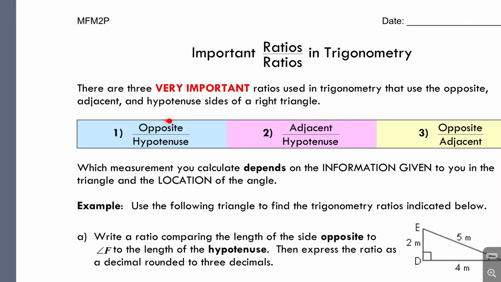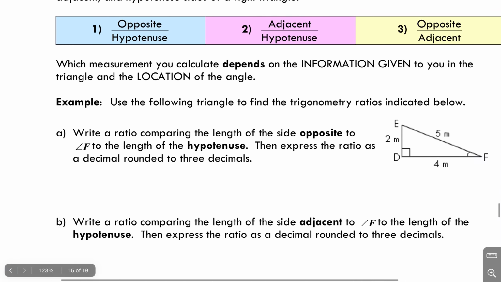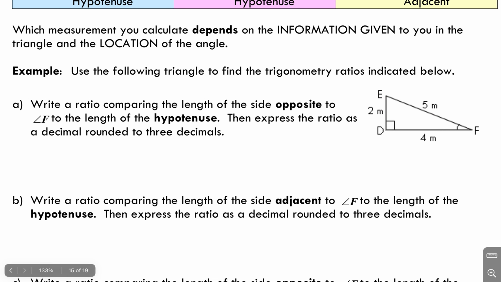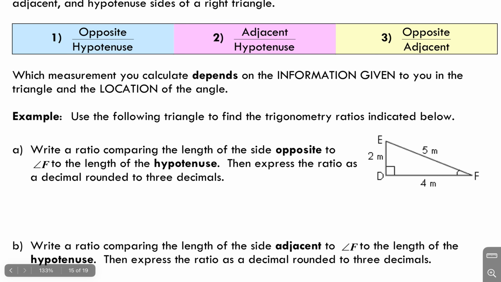So the three ratios are the opposite side divided by the hypotenuse. It's just a fraction you can create if you know the opposite and hypotenuse. The second ratio is the adjacent over hypotenuse. And the third ratio is the opposite divided by the adjacent side. Just to show you how we find these ratios, we can compare the lengths that we see inside of this triangle here for this example A, and I can express the three ratios given here.